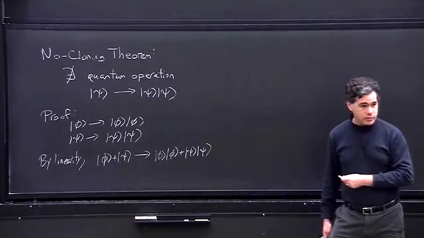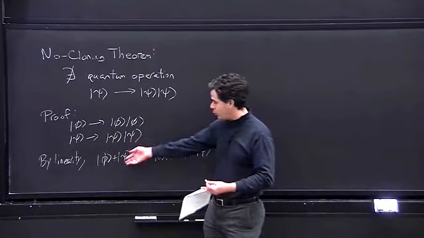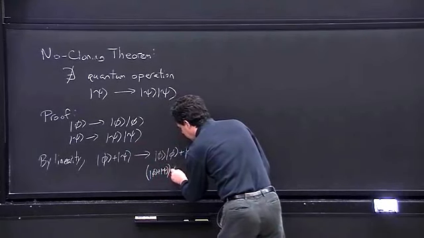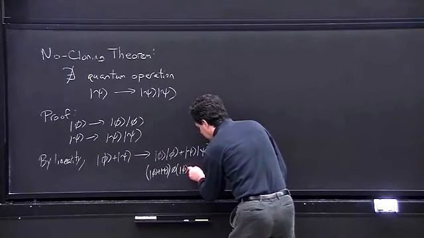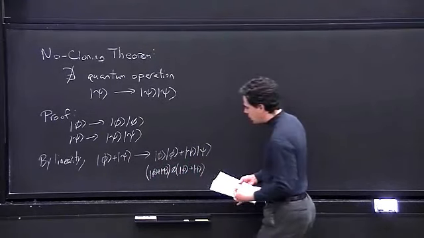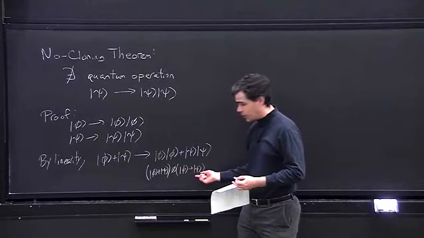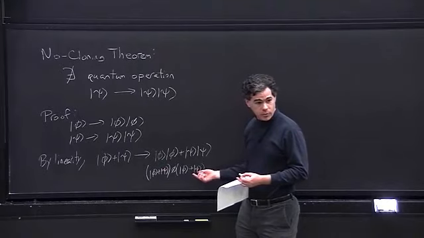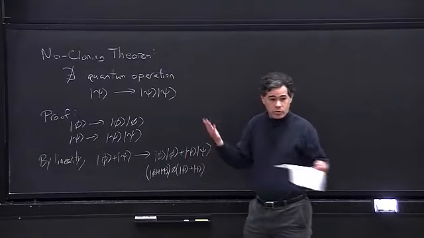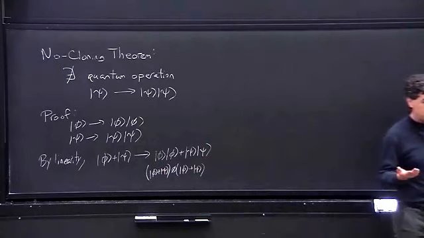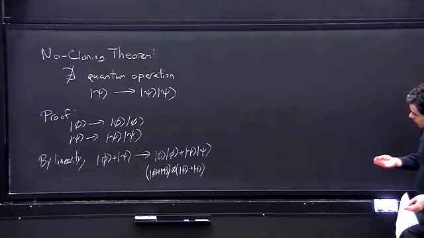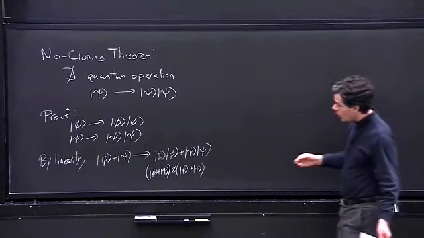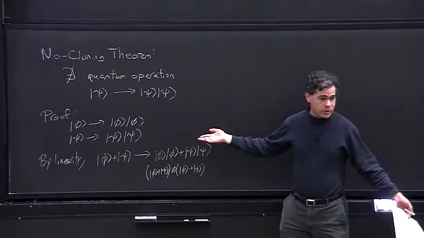But if you compare this with what the cloning map would want to give you, that's phi plus psi tensor phi plus psi, which, if you expand it, is phi phi plus psi psi plus cross terms, psi phi and phi psi, which don't appear up here. And those cross terms are non-trivial. There's no way to get them to cancel out unless maybe phi and psi are the same, or opposite, something like that. So this just shows it doesn't work. It's that simple.